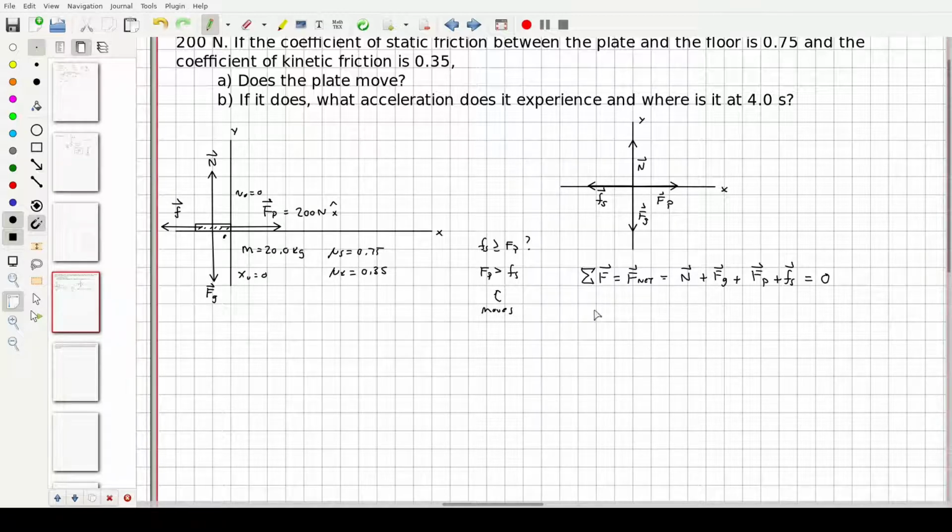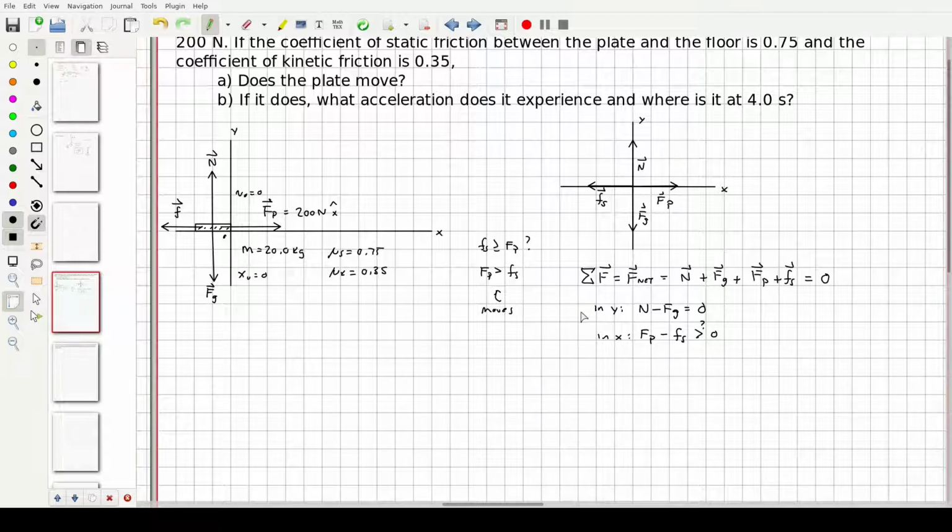Let's just work what's going on in the y direction. We have a normal force that points up. We have the weight that's down, and those are going to balance each other out, like I said. And then in x, we have the force of our push minus the static frictional force. And the question is, is this greater than zero? If the push is greater than the static frictional force, then this difference is going to be greater than zero. So that's a big question.